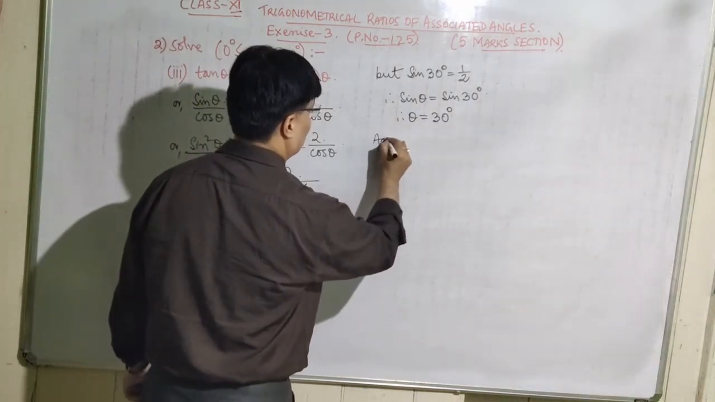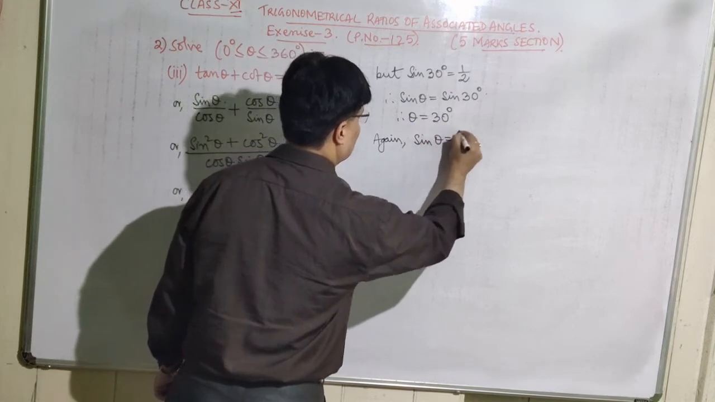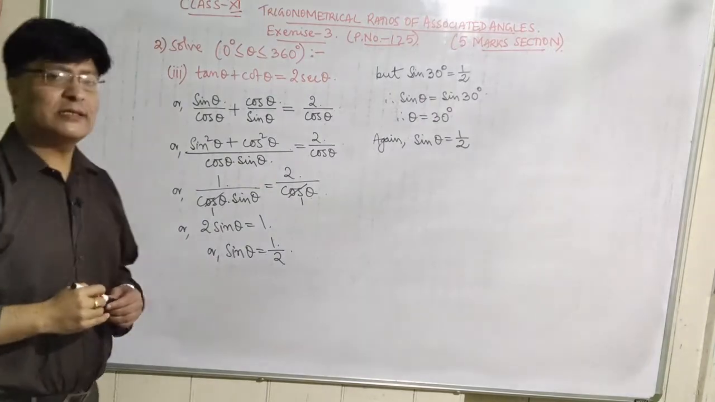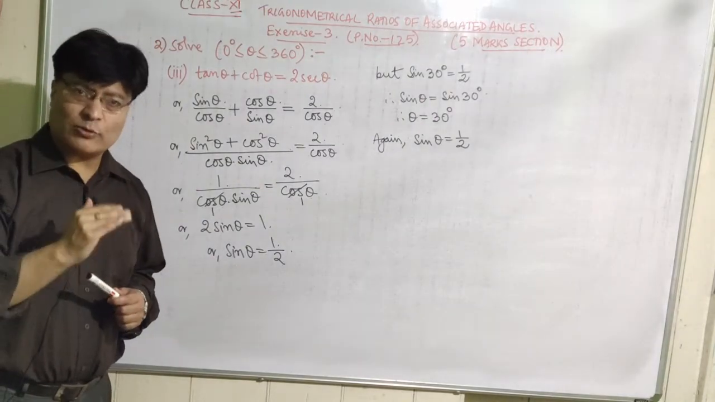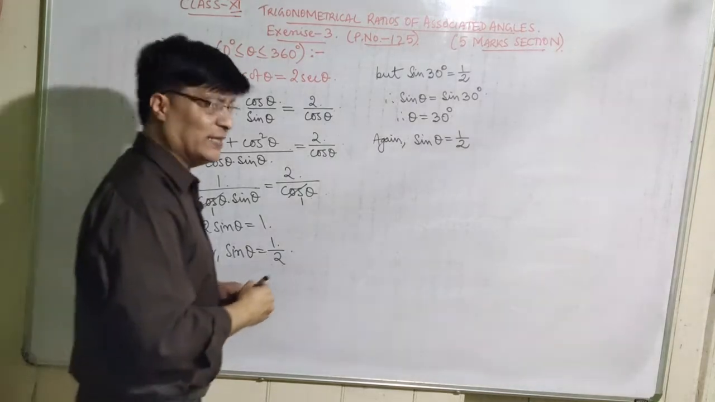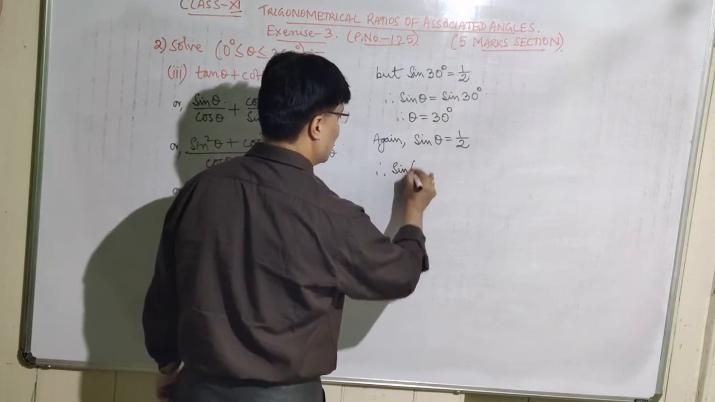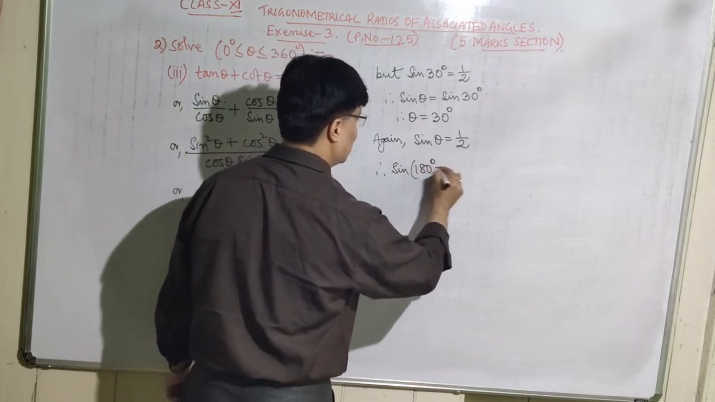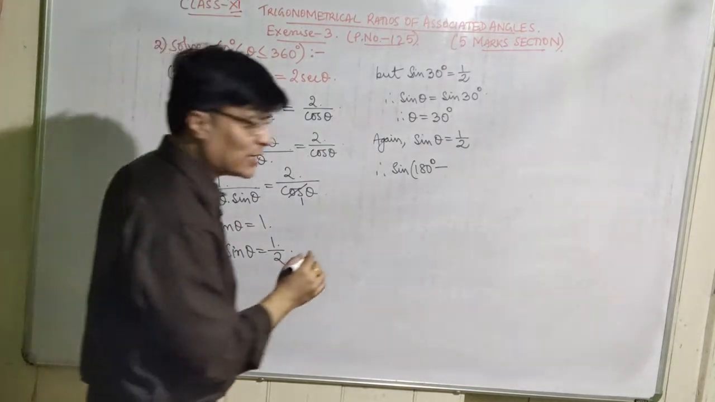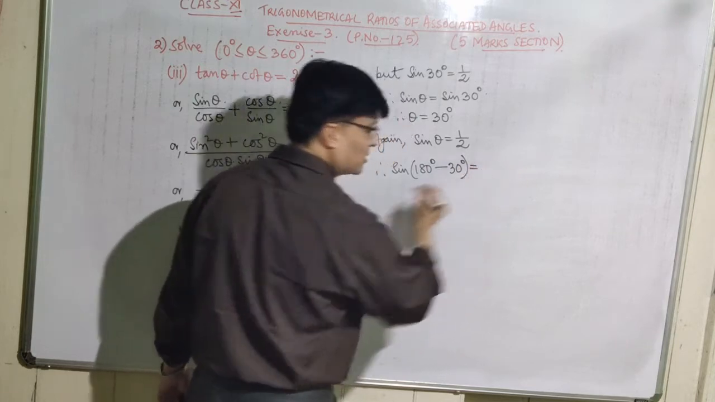So again, sine theta is equal to half. Now we have to find out the angle in the second quadrant. In the second quadrant, how can you find out the angle? 180 minus some angle should be there. Okay, you can't write 90 plus theta. So sine 180 degree minus, now sine of which angle is half? It is 30 degree. So on the right hand side you have to write down the formula.